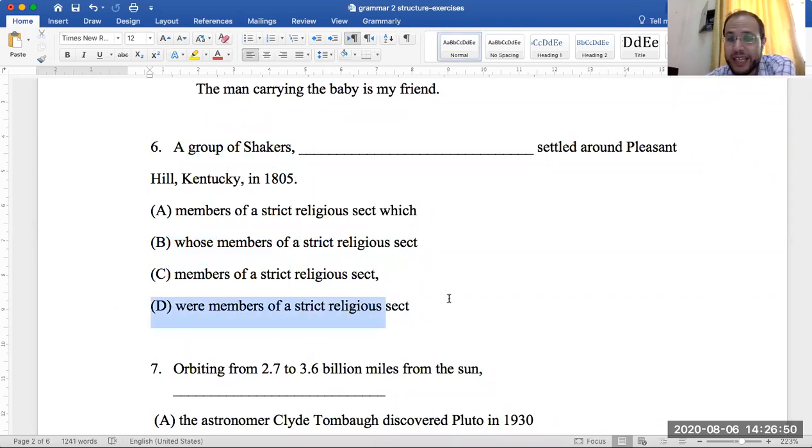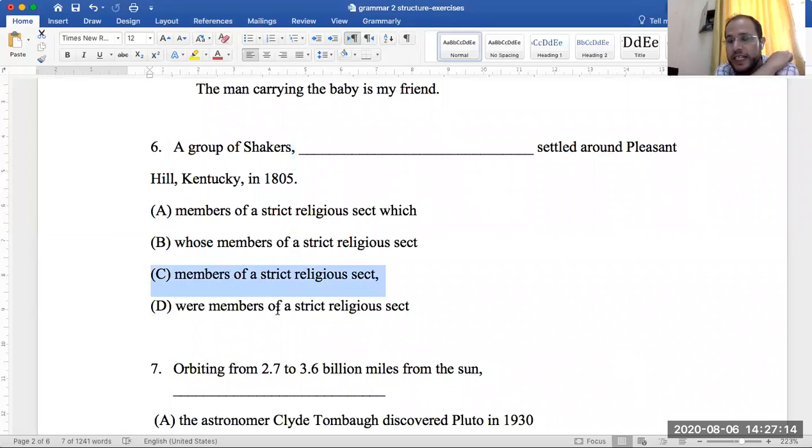Whoever said D, look at this again, guys. You can't put D because of the comma between a group of Shakers and where. In the same way, there is another verb. So if you say a group of Shakers were members of a strict religious sect settled, that's wrong; it has to become which settled, without the comma. Okay. So the right answer is C.